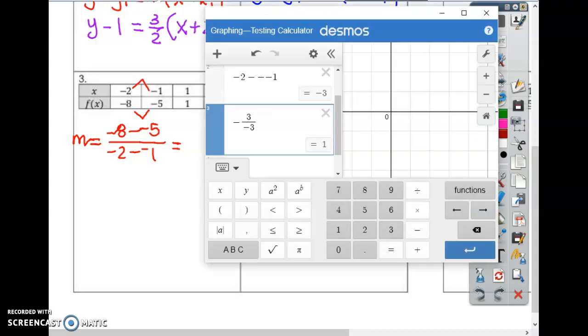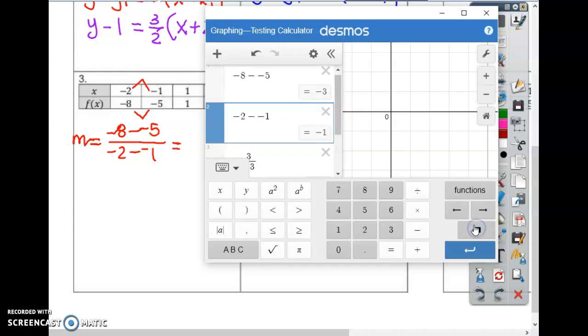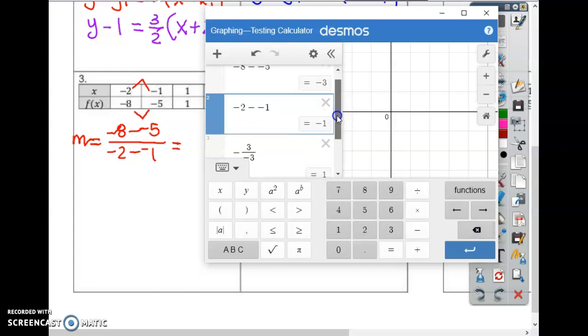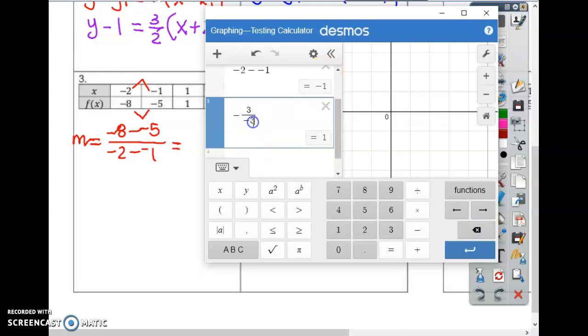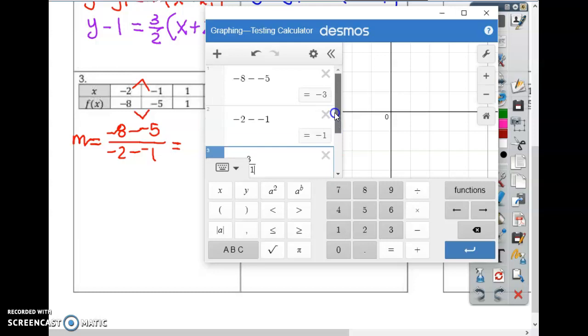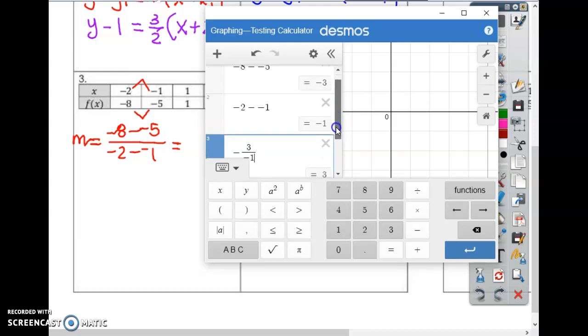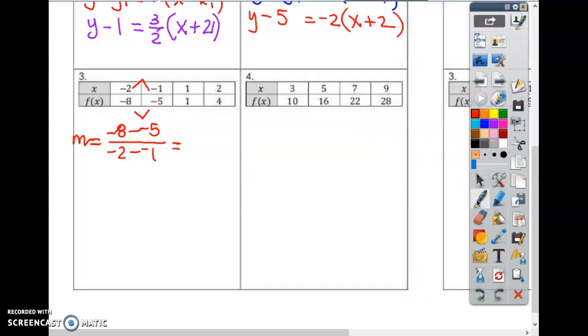Let me see. Hold on. Oh, 3 minuses. So that's a negative 1, and 3 divided by negative 1. So that gives me a positive 3. My slope is a positive 3. Subtract the y's, subtract the x's, divide the y over the x. Slope is 3. So m equals 3.